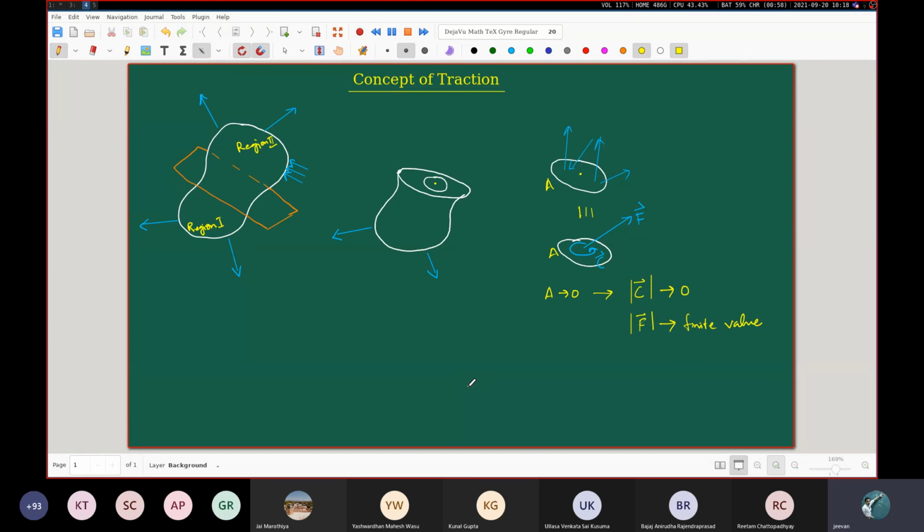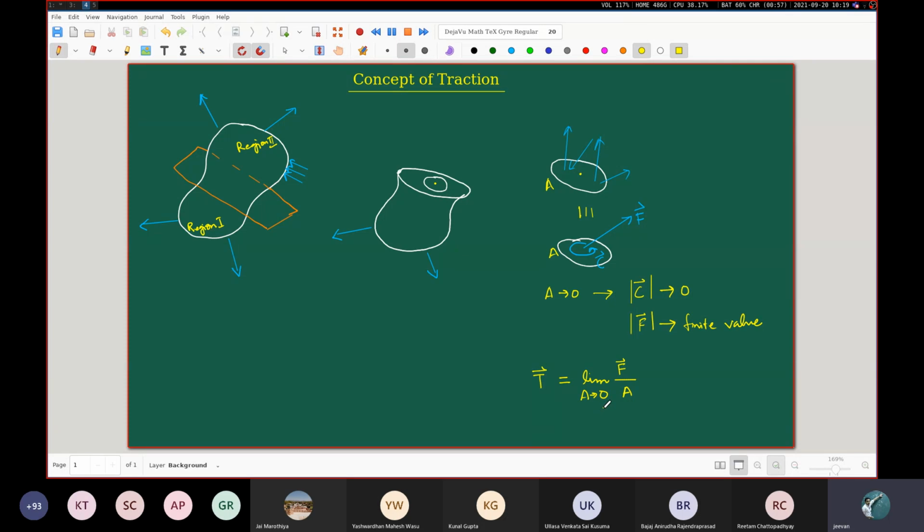Now is the important part which will enable us to define this traction. So what we say is that the traction, denoted by this T vector, is equal to the limit of F vector divided by A, as the area tends to 0. So the traction vector is equal to the force vector divided by the magnitude of the area as the area tends to 0.